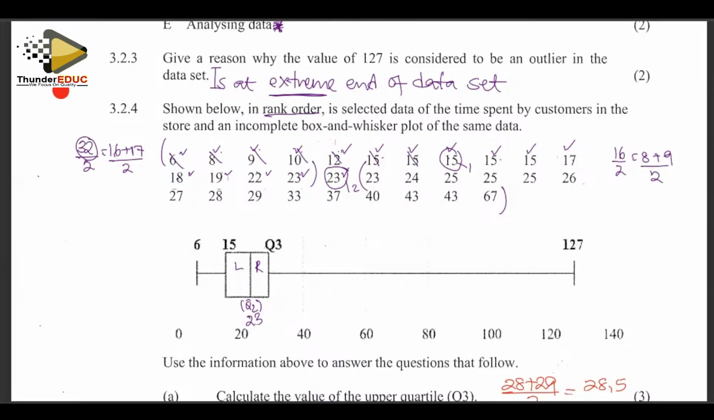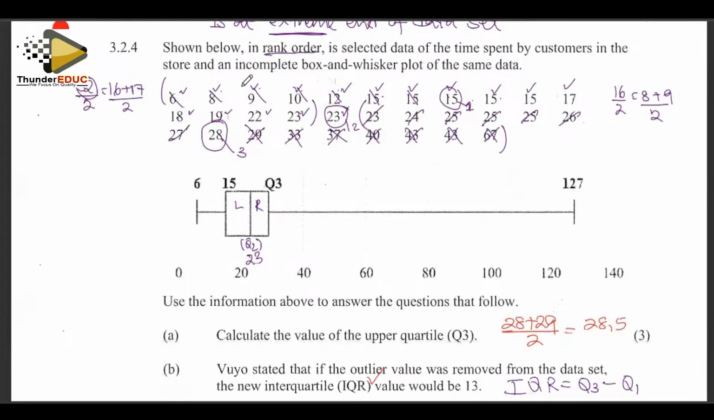Now let's look for the Q3. So Q3 inside it becomes, still we shall count also 8 numbers. 1, 2, 3, 4, 5, 6, 7, 8. This has become our Q3. Because now we have 8 on both sides, because we have 7. We have 1, 2, 3, 4, 5, 6, 7.